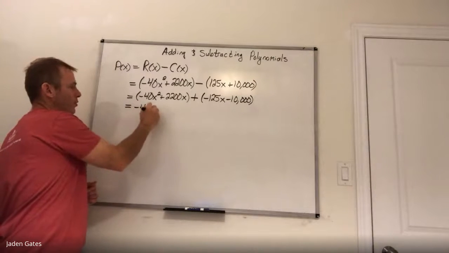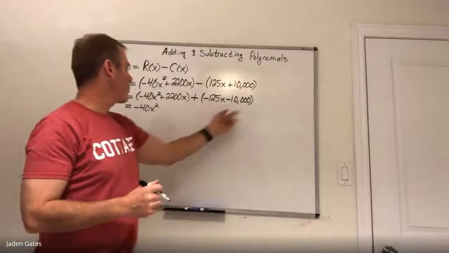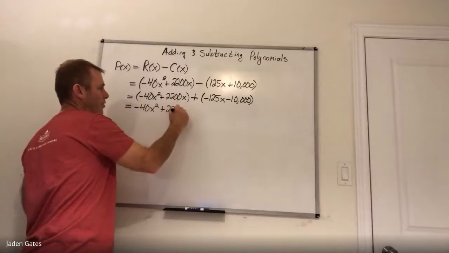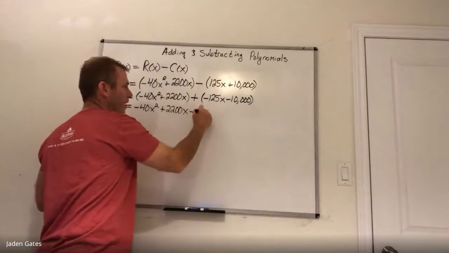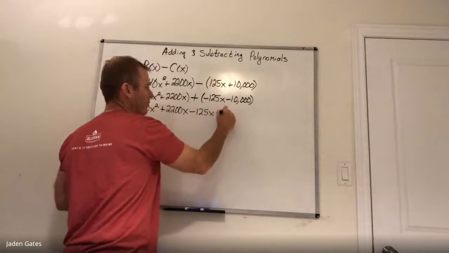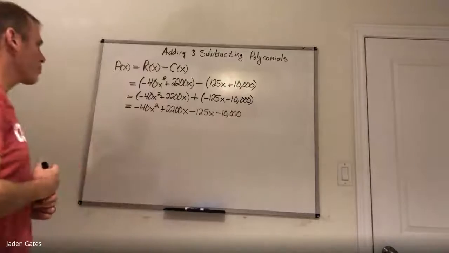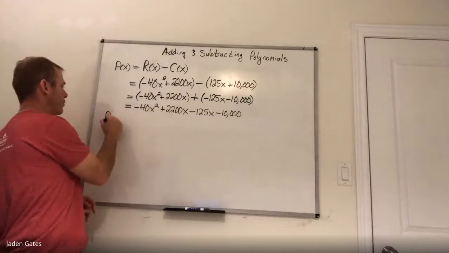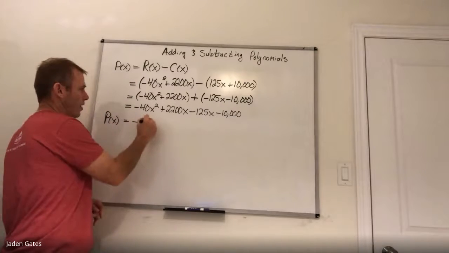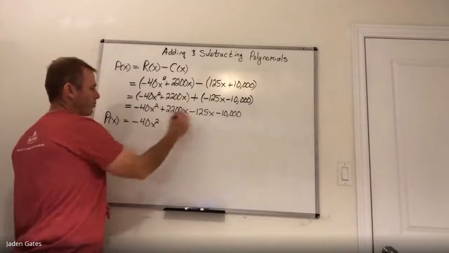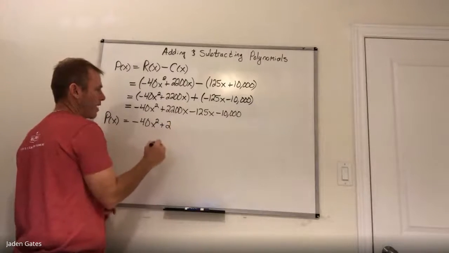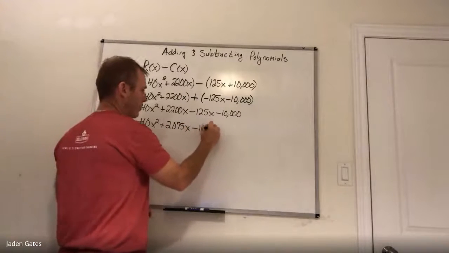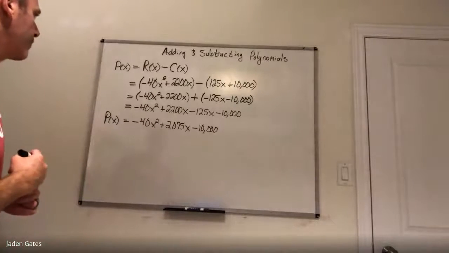So I have minus 40x squared. There's no more x squareds, but I do have now the x's. So I have plus 2,200x. Then I have a minus 125x and a minus 10,000. All right, so I just wrote them in order, and like terms, it looks like all I've got to do is put my x's together, and so my profit function is going to be minus 40x squared. Let's see here, subtract those two, so I'm going to have 2,075x minus 10,000. And there is our final profit function.